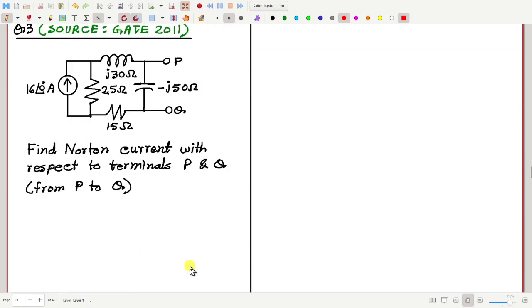Okay. Now let's look at this question. We have to find the Norton current from P to Q. What is Norton current? Norton current is the short circuit current. If we short P and Q, how much will be the current? Let this be ISC, short circuit, ISC. So the question is, how much is ISC? Okay, any observation you would like to suggest?